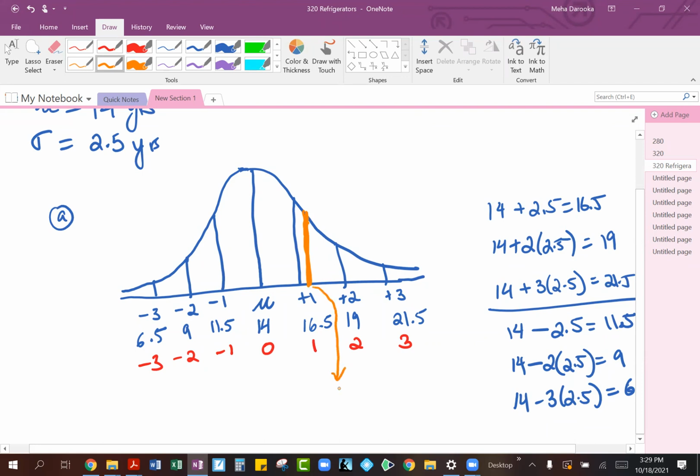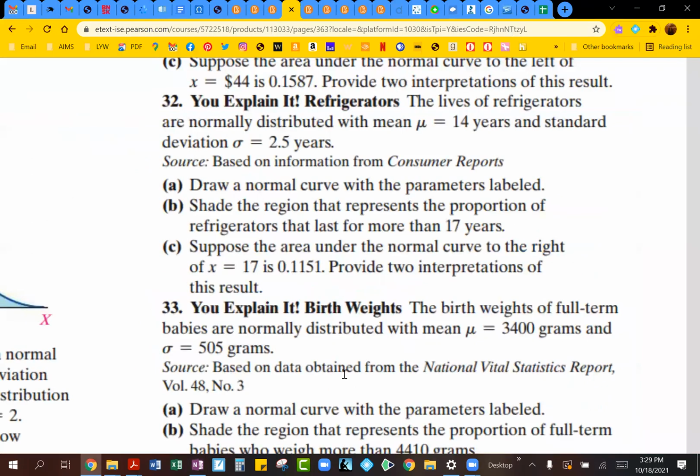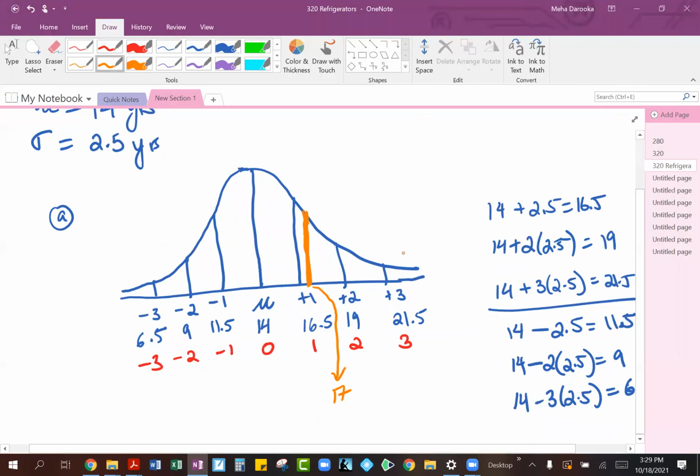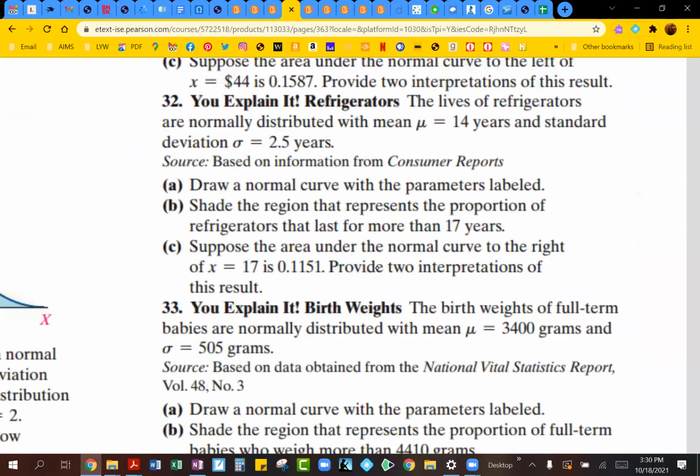I guess I'm just going to use an arrow, and this is for 17. And they want to know the refrigerators that last more than 17, which means it's actually going to be this area till you get to that tail at the end, right? So this is going to be the shaded region that we are basically interested in. How many refrigerators? So this can be in terms of how many refrigerators. This can be in terms of what's the probability that a refrigerator will last more than 17 years. I mean, you can have different types of questions based on these types of examples.